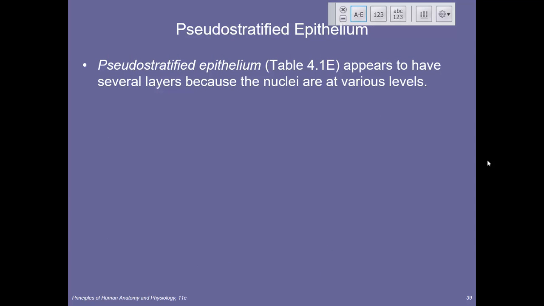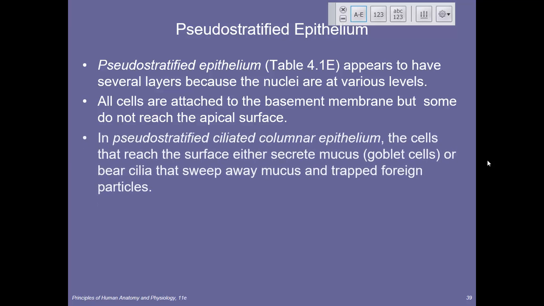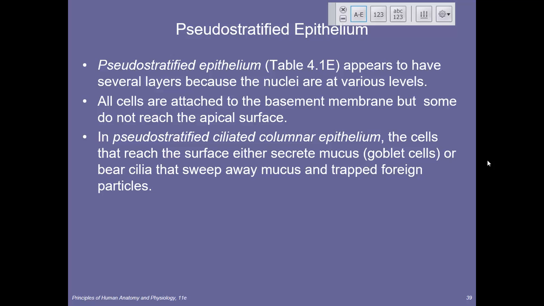So pseudostratified epithelium, right? We saw this one the other day. It appears to have several layers because the nuclei are at various levels. All cells are attached to the basement membrane, but all do not reach the apical surface. Again, this is just repetitive. We already went through this. You should have this in your notes. In pseudostratified ciliated columnar epithelium, the cells that reach the surface either secrete mucus, goblet cells, or they bear cilia that sweep mucus away.